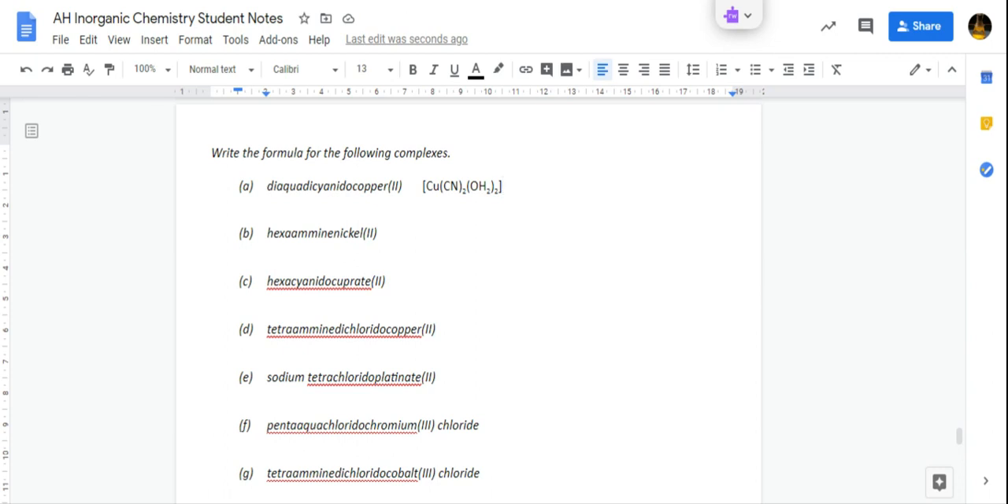We know that the water molecules have no charge, so they're not going to contribute to any overall charge. The copper has a +2 oxidation state because that's given in the name. The 2 cyanide ions have a -2 oxidation state, so we've got a +2 and a -2, so overall this complex has no charge. So those are the steps that you would go through in order to write the formula.